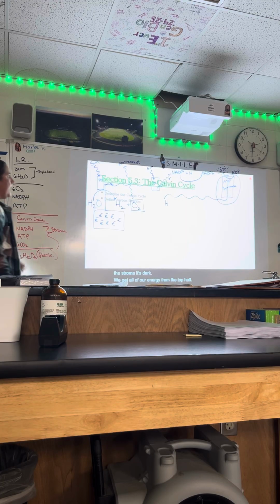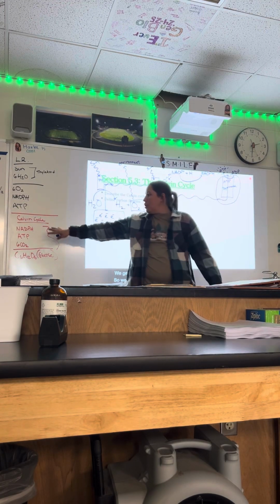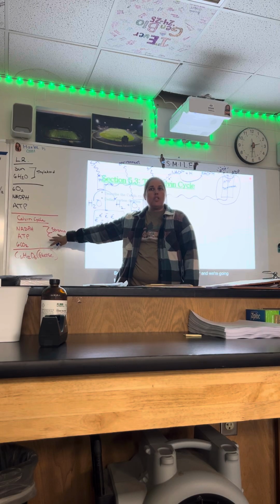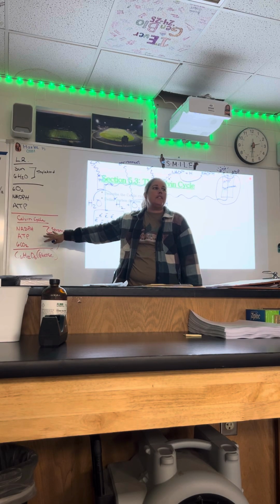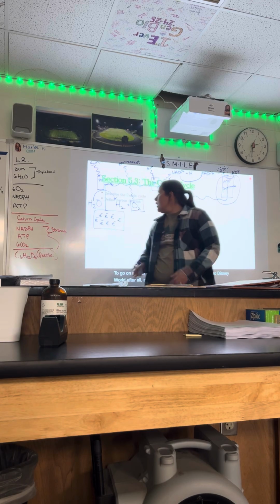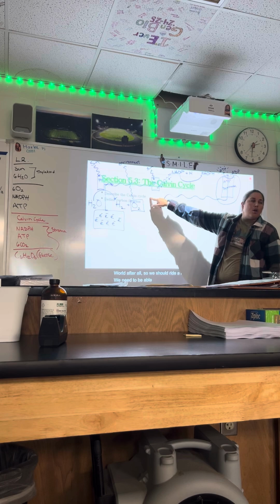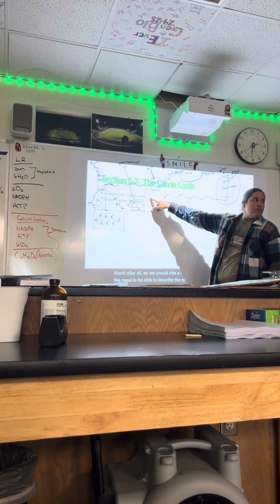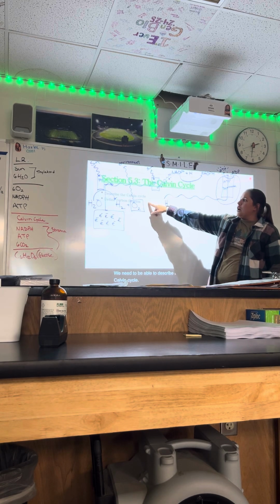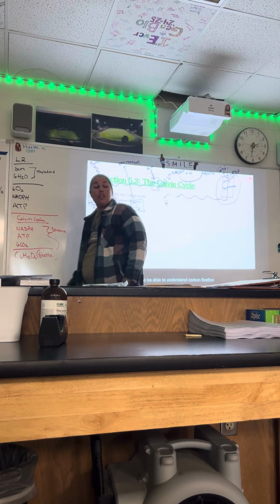We get all of our energy from the top half. So we are now about to take NADPH and ATP, and we're going to use them to go on a roller coaster ride, because we were going to Disney World after all. So we should ride a ride. We need to be able to describe the roller coaster that is the Calvin cycle. We also need to be able to understand carbon fixation. That is 5.3.